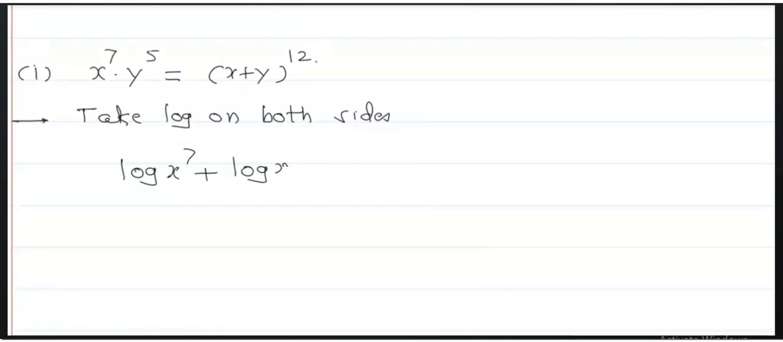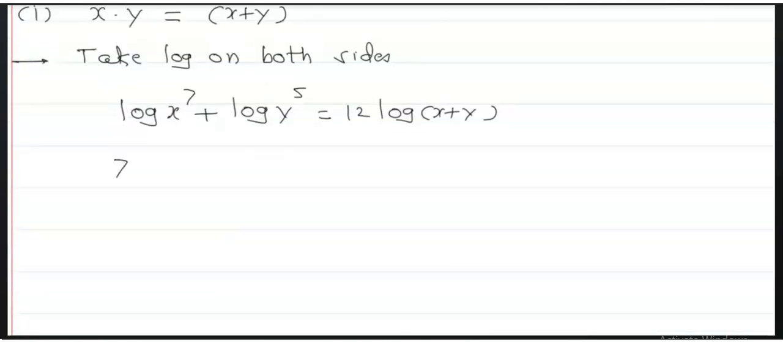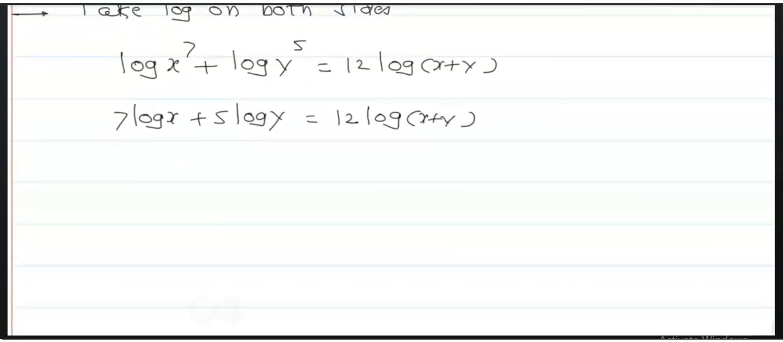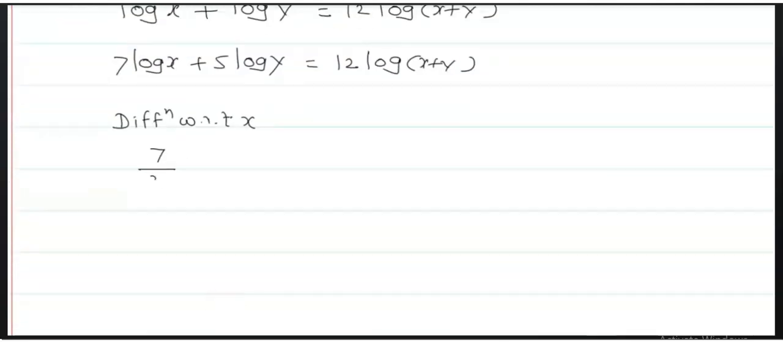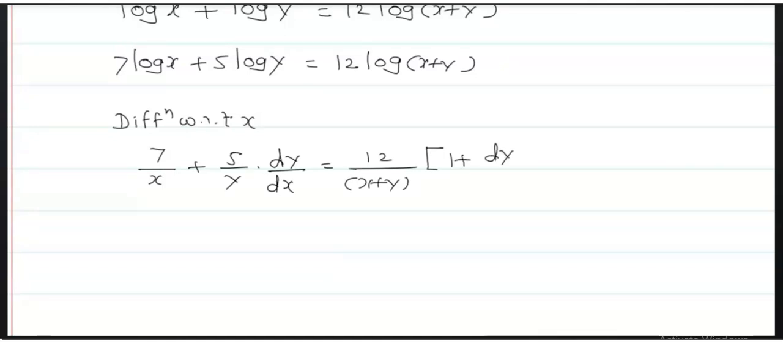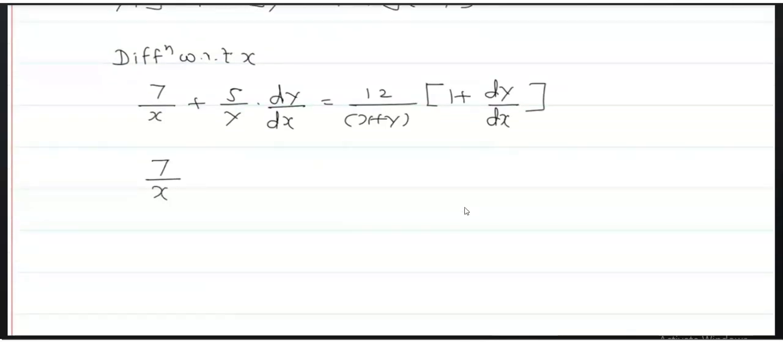Take log on both sides. Log of x raised to 7 plus log of y raised to 5 is equal to 12 into log of x plus y. That is 7 log x plus 5 log y is equal to 12 log of x plus y. Differentiate with respect to x. That is 7 upon x plus 5 upon y into dy by dx is equal to 12 upon x plus y into d/dx of x plus y. Derivative of x is 1 and y is dy by dx. And simplify, then you will get the answer.